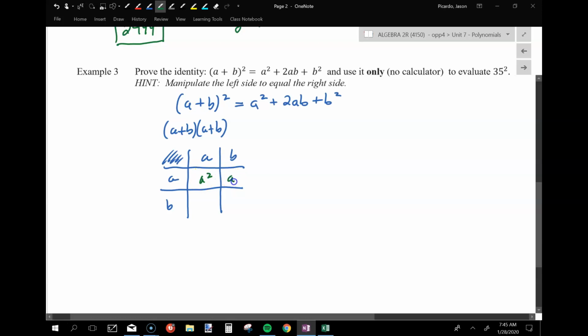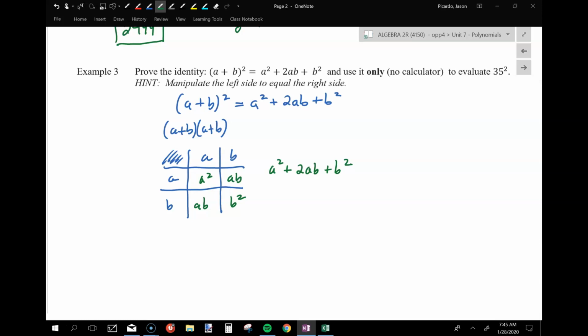So a squared, ab, and b squared gives me the identity. So we're champions. Cool. So there's something else that we need to do.